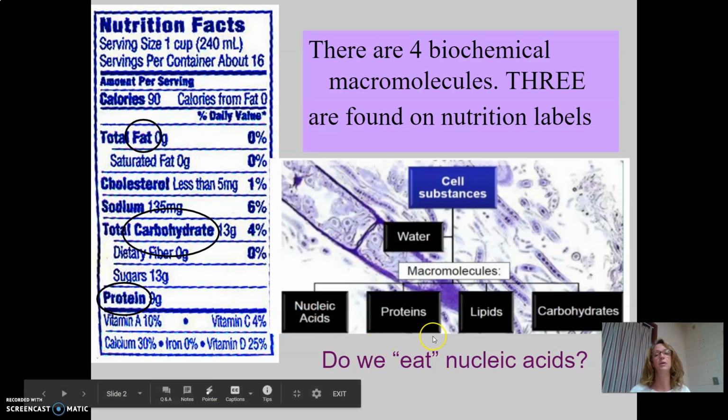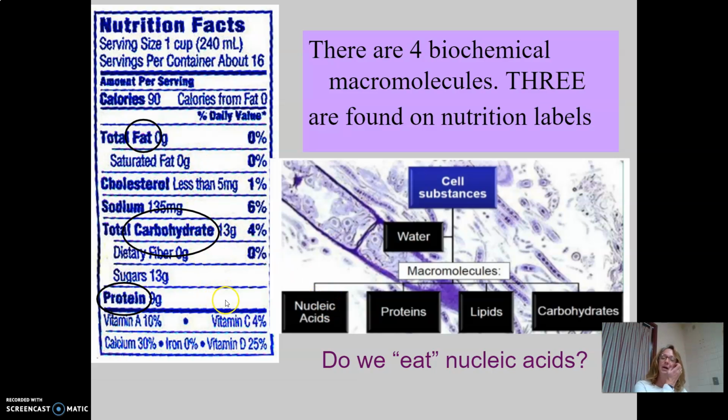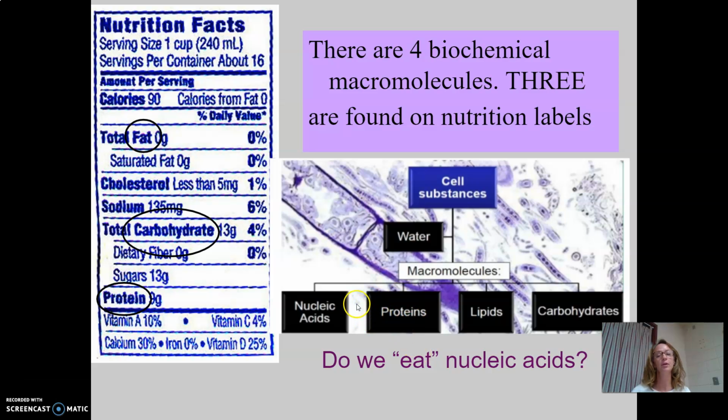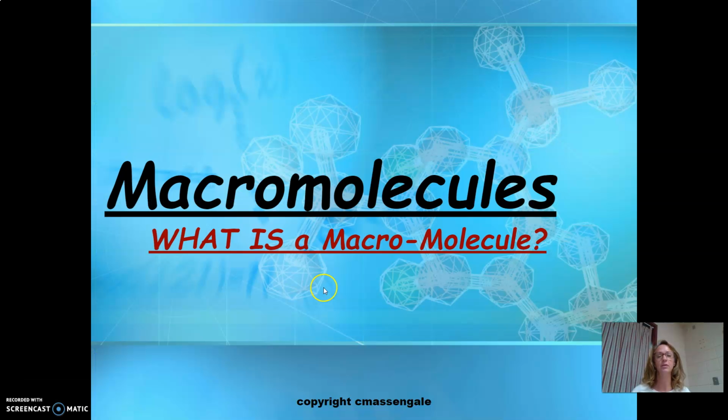Yes, we do, because if you are eating a plant or an animal, you are eating that organism's cells, which means you are eating the DNA and RNA in that organism. It's just not part of a nutrition label because nucleic acids are crazy tiny molecules and they probably don't have any calorie weight or nutrition benefits. But you do eat them, you break them down and reuse those parts in your cells.